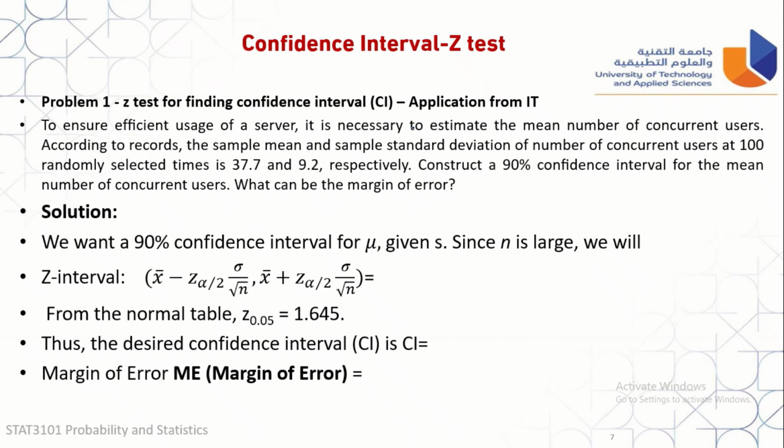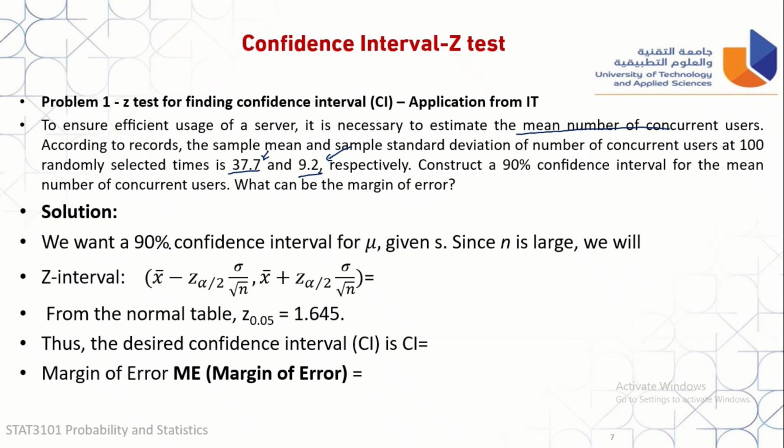To ensure the efficient usage of a server, it is necessary to estimate the mean number of concurrent users. According to the records, the sample mean is given and the sample standard deviation is given. Construct a 90% confidence interval for the mean number of concurrent users. What can be the margin of error?